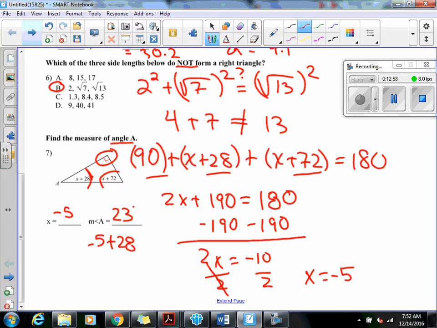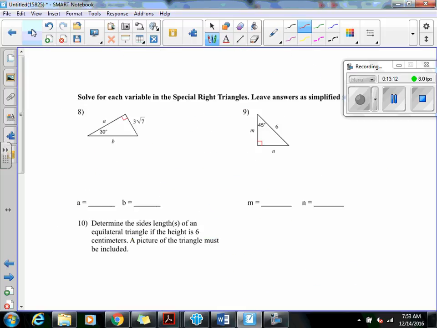Alright. So, you good, Cam? You got that? Alright, so you're just combining like terms, x's with x's and numbers with numbers. Okay? Alright. Can I go on? Alright. Okay.